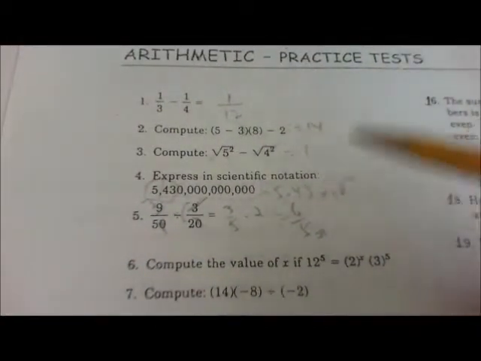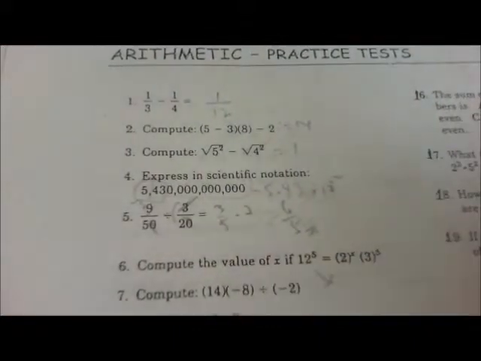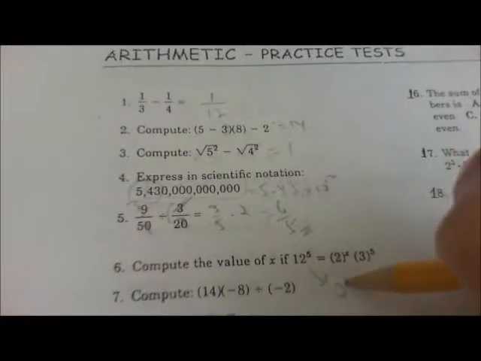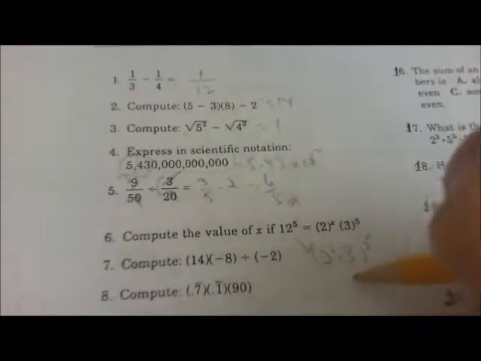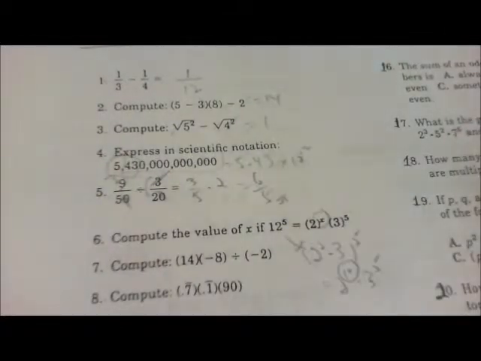From 6, compute the x. Okay, the x is very easy here. In this case, power 5. So you notice that this is 2 squared times 3 power 5, which is 2 power 10 times 3 power 5. So x is equal to 10.